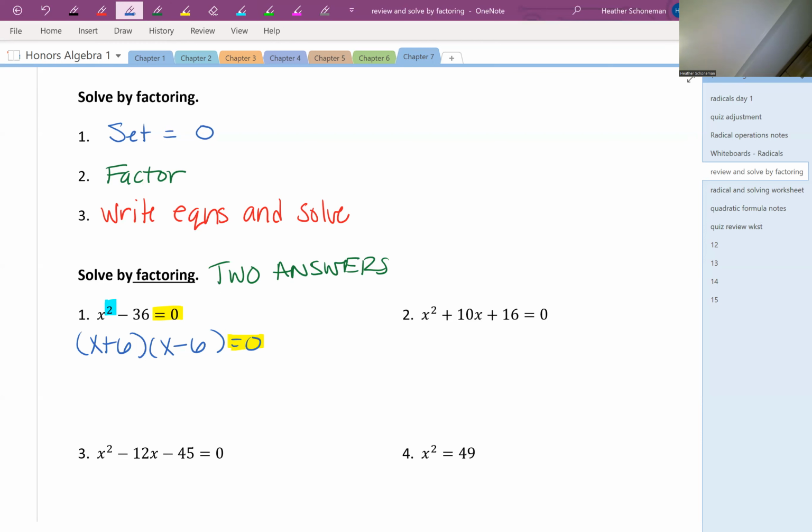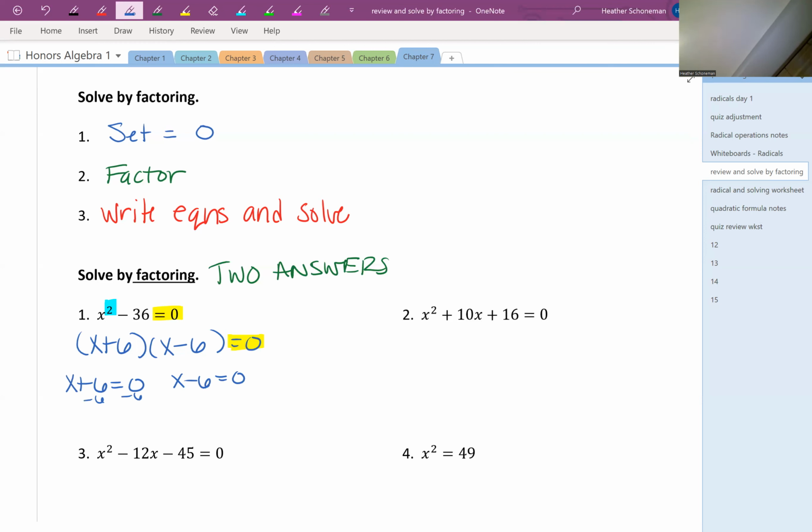Now, if you multiply 2 numbers together, whatever 2 numbers they get, and your answer is 0, that means that at least one of them has to be 0. So the way we write our equations is we say, well, either x plus 6 has to be 0 or x minus 6 has to be 0. So now we can solve the equations.